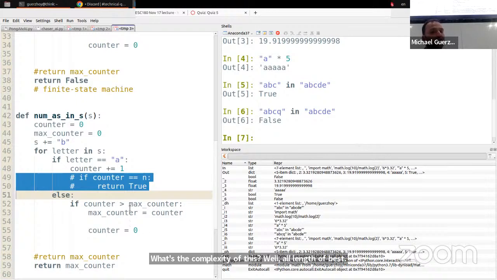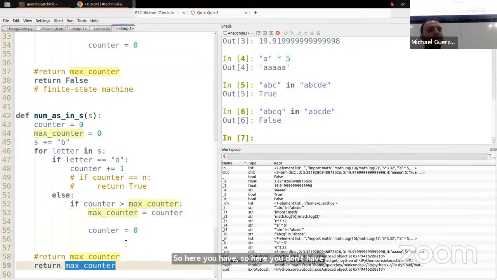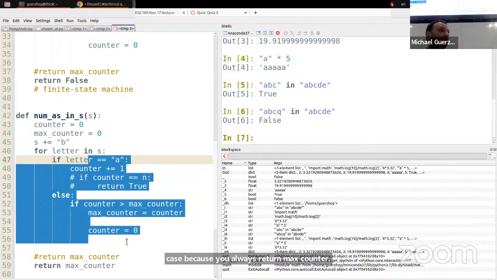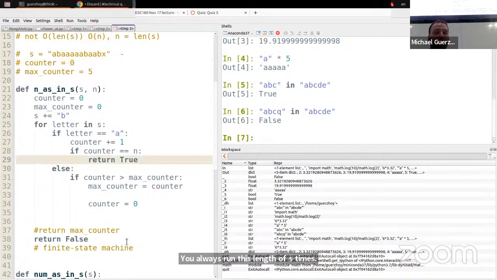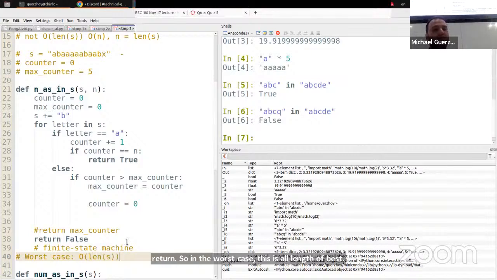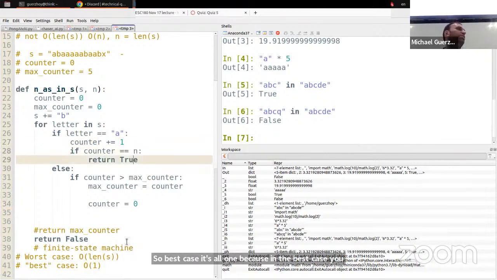Here you don't have best case and worst case, because you always return max counter. You always run this length of s times. This is as opposed to here, where you could have an early return. So in the worst case, this is O of length of s. But best case is O of 1, because in the best case, you just see an A right away, n is equal to 1, and you return true.